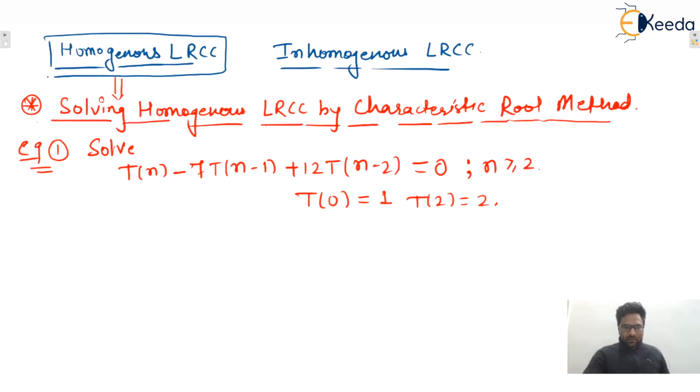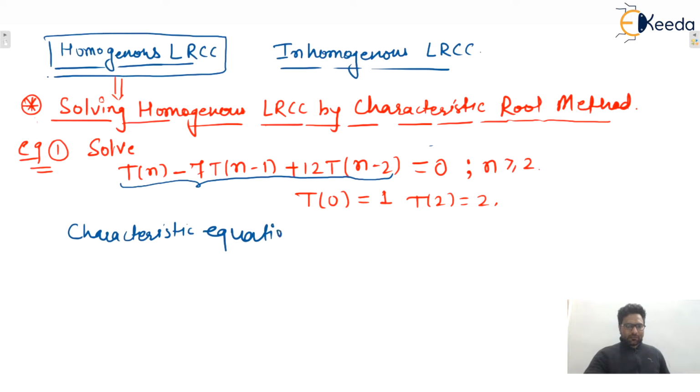Now remember, whatever, all the recursive terms are in left hand side, then in RHS it is 0, then that is homogeneous, as well as it is LRCC, linear, as well as constant coefficient. So what is the characteristic equation? So first write down the characteristic equation. So what will be that equation?